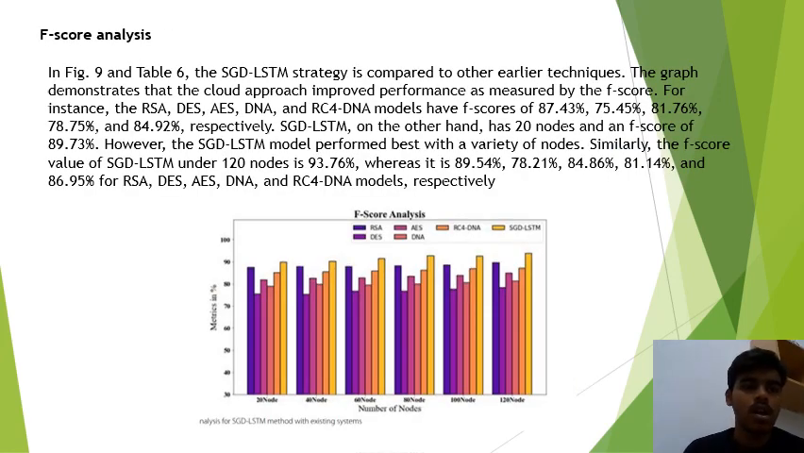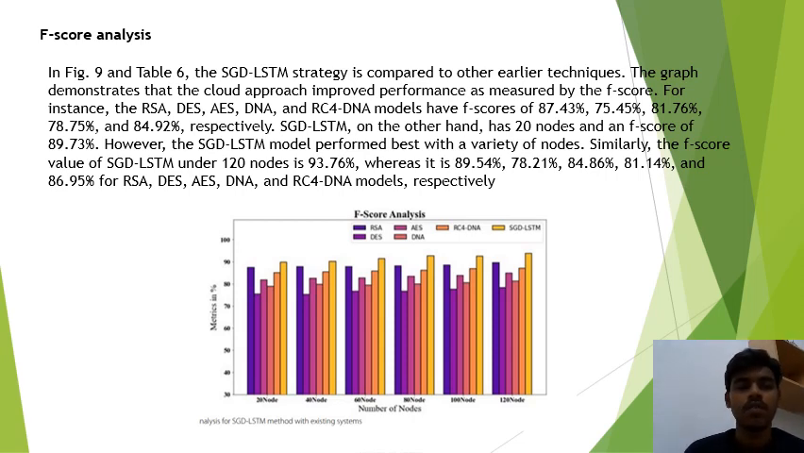F-score analysis. The SGD LSTM strategy is compared to the other earlier techniques. The graph demonstrates that the proposed approach improved performance as measured by the F-score. For instance, the RSA, DES, AES, DNA, and RC4 DNA models have F-scores of 87.43%, 75.45%, 81.76%, 78.75%, and 84.92% respectively. SGD LSTM, on the other hand, with 20 nodes has an F-score of 89.73%. The SGD LSTM model performed best across a variety of nodes.